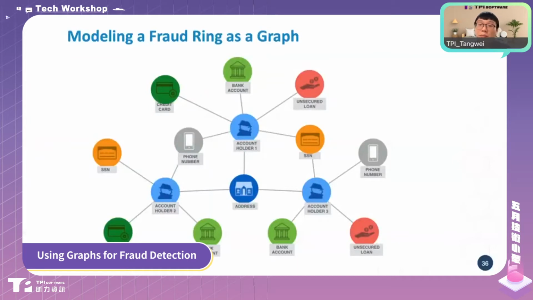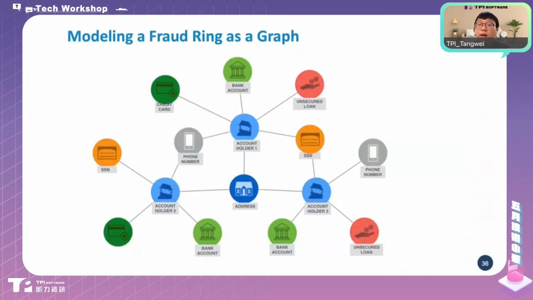Okay, so when we talk about fraud detection in graph, I think we need to have a little concept of fraud rings. So if we look at what a fraud ring might actually look like in terms of modeling, if you have a few different accounts, each of those accounts has some attributes. So if I look at account holder 1, we know that they have a credit card, a bank account, and an unsecured loan. And account holder 2, we can see that they have a social security number, another credit card, another bank account. All of these things look normal in and of themselves.